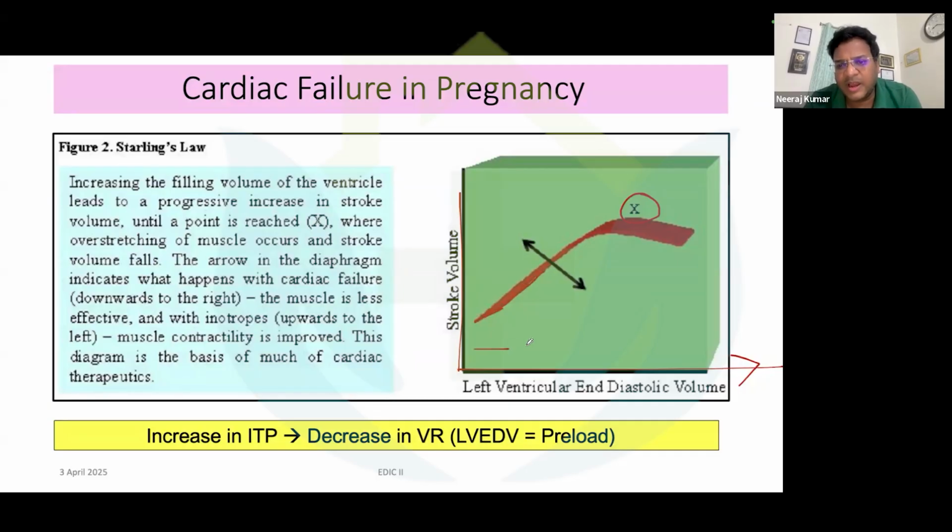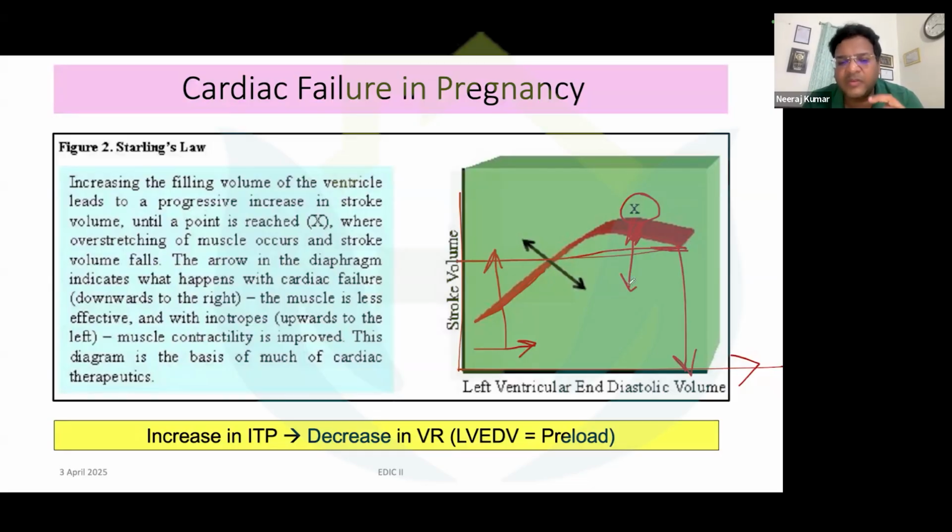So here, if the left ventricle end-diastolic volume is increasing, simultaneously the stroke volume is also increasing. But it will reach a point X, after which no further overstretching of the muscle will occur, and then after that the stroke volume will start to fall. Here you see that the stroke volume has fallen. At this diastolic volume, the stroke volume has fallen.